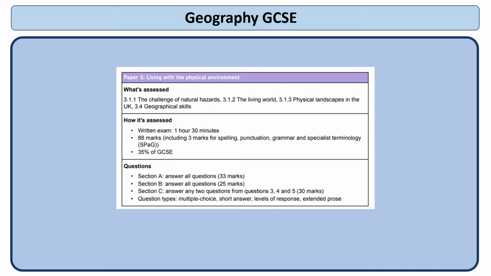In year 7 you should have looked at the different types of geography, the first one being physical geography, which we're going to look at here. So we look at the challenge of natural hazards, the living world and physical landscapes in the UK, where we look at rivers and coasts.